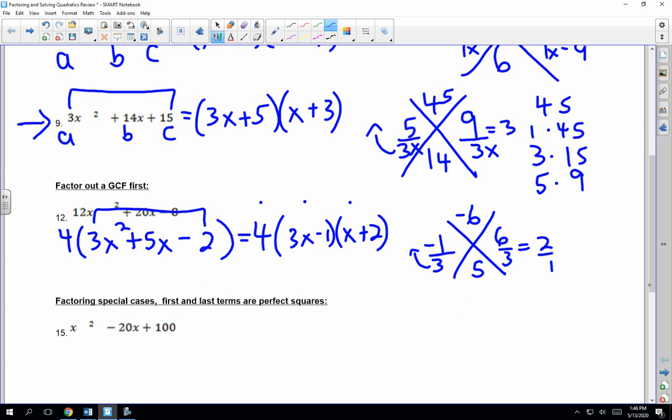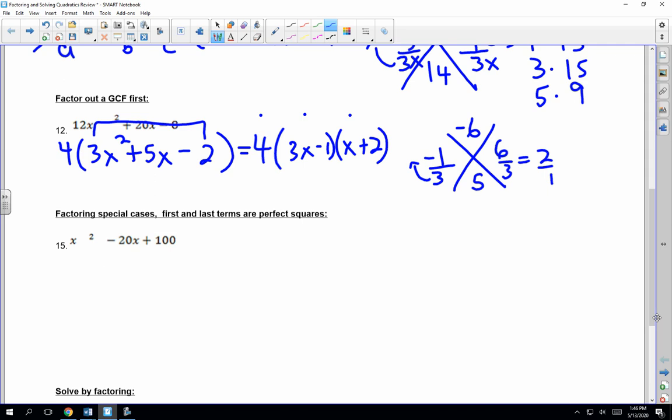All right, some more special cases here. This is actually called a perfect square trinomial. You can see that x squared is a perfect square. 100 is a perfect square. If you multiply the square root of x squared, which is x, times the square root of 100, which is 10, multiply those two together and double it, you will get the middle term. And that is what must be true for any perfect square trinomial.